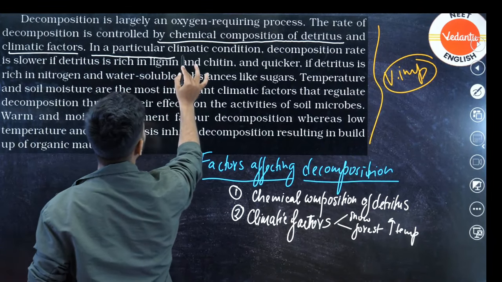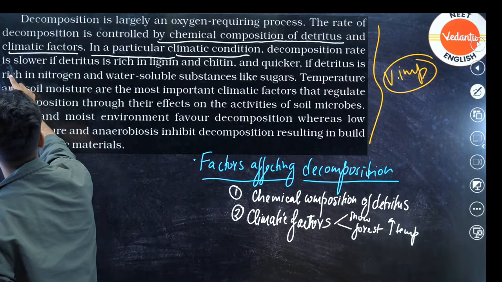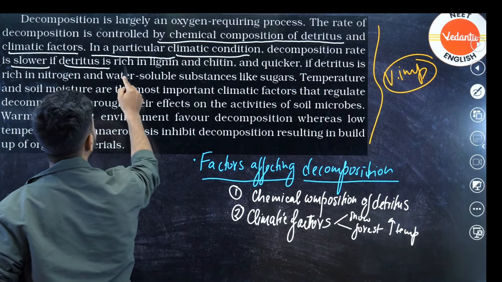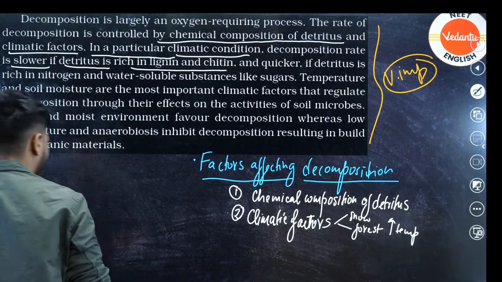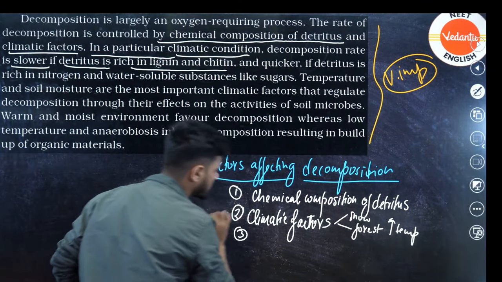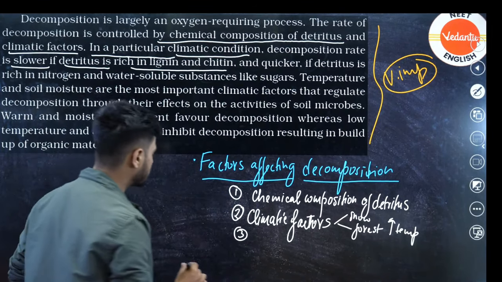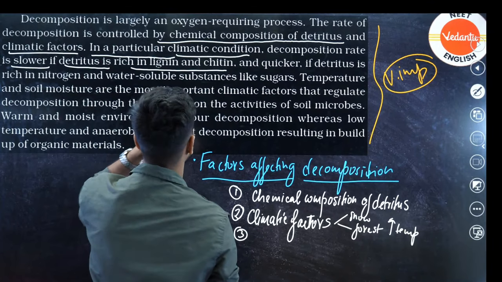In a particular climatic condition, decomposition rate is slower if detritus is rich in lignin and chitin. Very, very, very important factors. In your climatic factors, if the detritus, where is it? I have to write the exact line here.